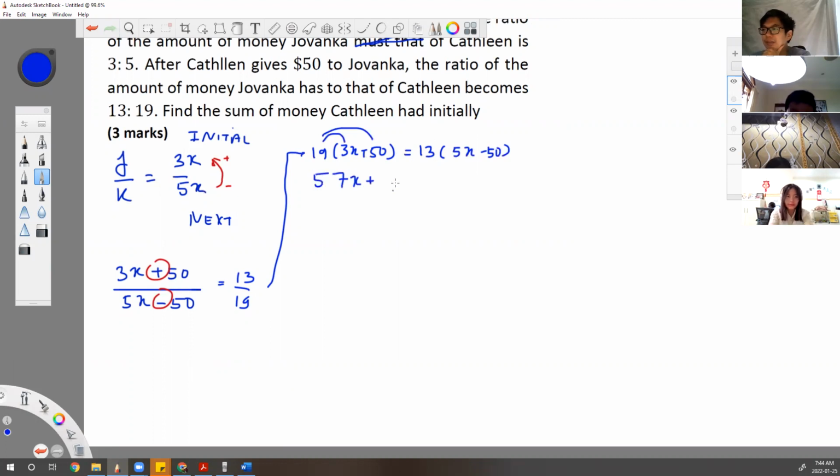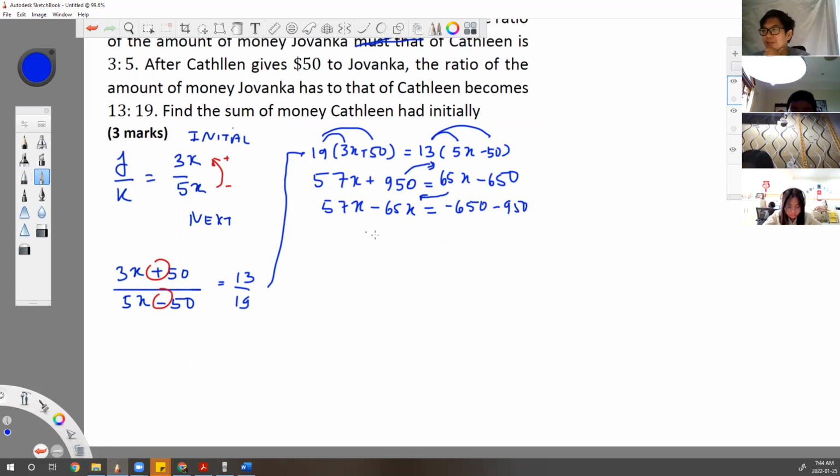57x plus 950 equals to 65x minus 650. I don't use a calculator, but I'm trying my best to do this. Okay, so you can put the x to the left or right, up to you. But in my opinion, you better put it to the left. 57x minus 65x equals to negative 650 subtract 950. You move the 950 to the right side and move the 65x to the left side.